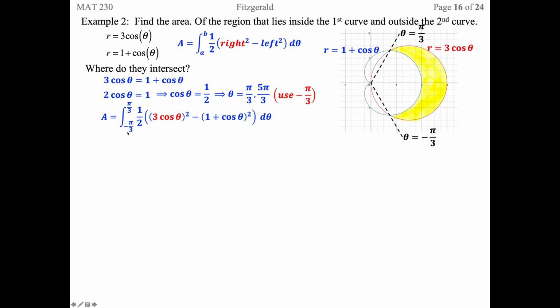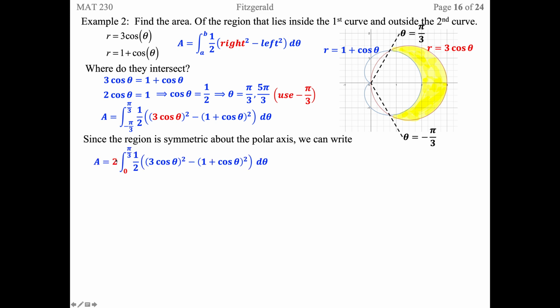All right, so I set up my integral from negative pi over 3 to pi over 3 of 1/2 times right function, 3 cosine theta squared, minus left, 1 plus cosine theta squared, d theta. Now, before we go any further, do you notice that below the x-axis and above the x-axis, they're symmetrical about the x-axis? I can flip it and it's the same. So we're going to change this negative pi over 3 to 0, but then double, because we're only going to find half the area, so we need to double it. That way, that 2 and this 1/2, we can cancel that out.